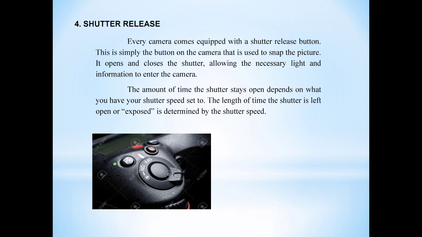Next is the shutter release. Every camera comes equipped with a shutter release button. This is simply a button on the camera that is used to snap the picture. It opens and closes the shutter, allowing the necessary light and information to enter into the camera. The amount of time the shutter stays open depends on what you have your shutter speed set to. The length of time the shutter is left open and exposed is determined by the shutter speed.